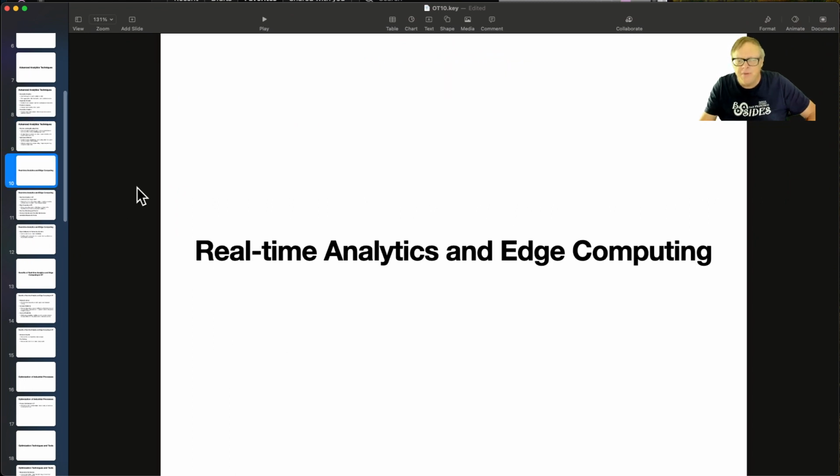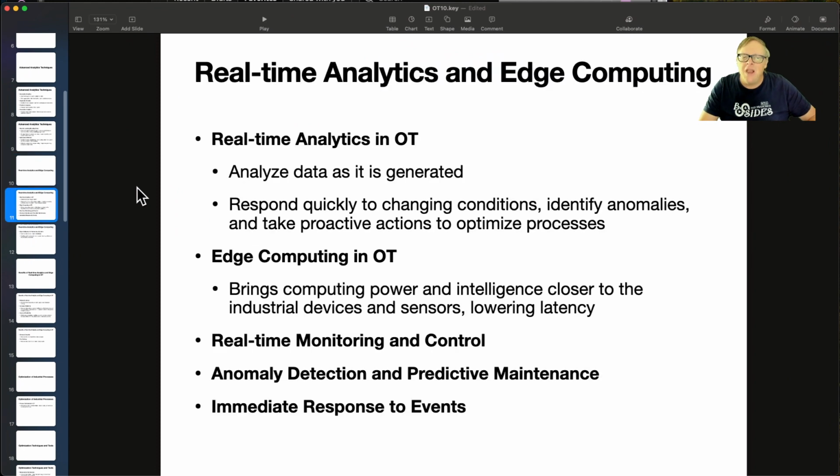I'm not quite sure. Anyway, so real-time analytics is analyzing data as it's generated to respond quickly to changing conditions, and we're all used to this in the IT world from IDS systems that monitor live network traffic and do something immediately when dangerous traffic is detected, like raise an alert or block it at the firewall. So you can have that in OT also.